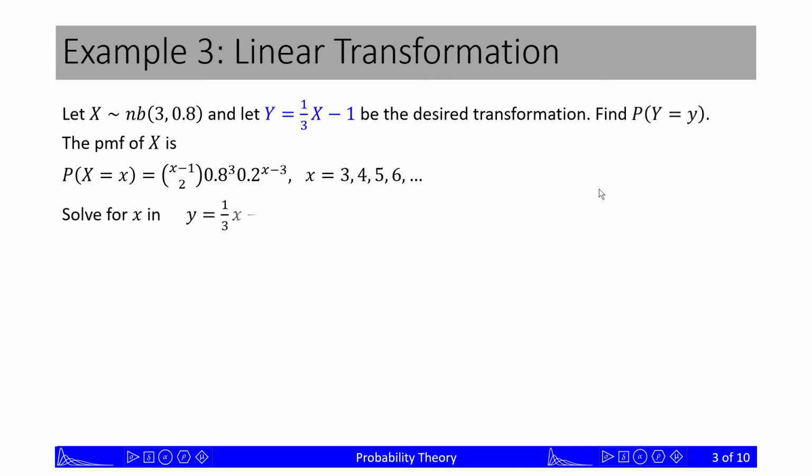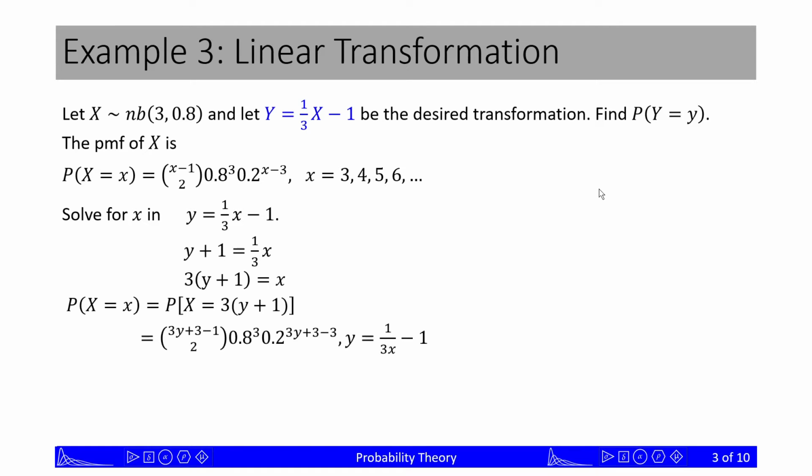We need to solve the transformation for x. We add 1 to both sides, then we multiply both sides by 3 to obtain x equals 3 times the sum of y plus 1. We start with the probability of random variable x equals to the value lowercase x, and substitute our solved expression for lowercase x. Every lowercase x in the PMF is replaced with the expression involving y.